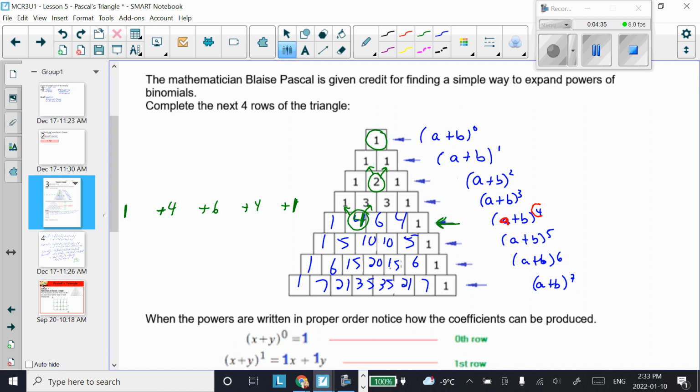the largest exponent is a 4, so that I know when I expand this out, the largest exponent on the a is going to be 4. So that's what I'm starting with. So a4, and then I'm just counting down after that. So a3, a2, a1, and a0. And my second letter that I have is a b.